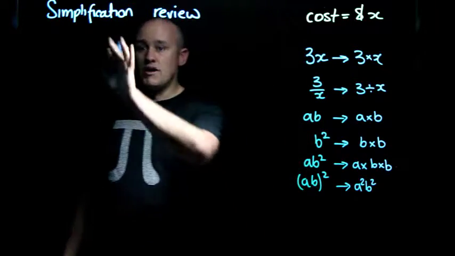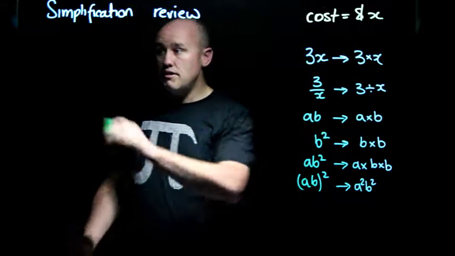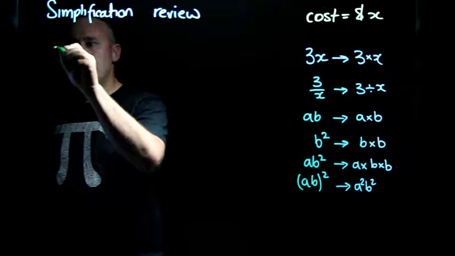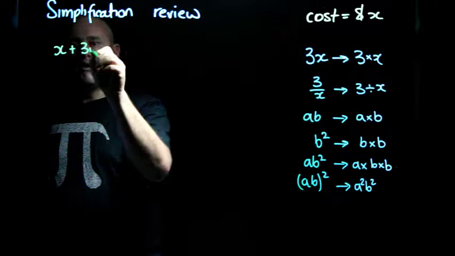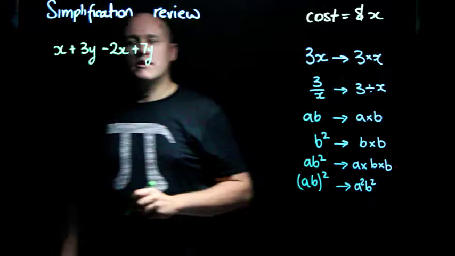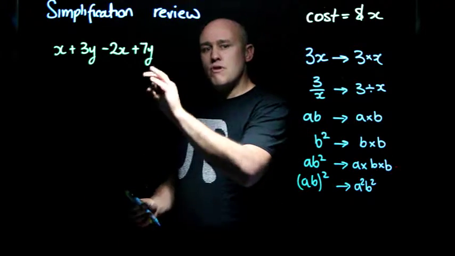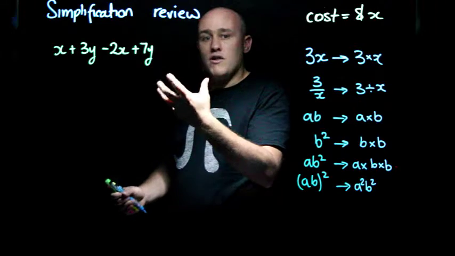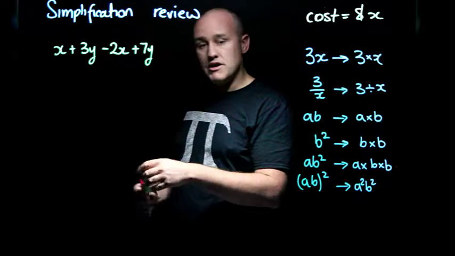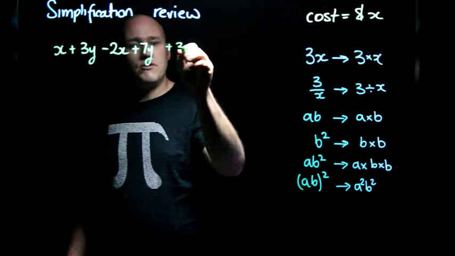Now let's talk about some simplification to do with collecting like terms. If I draw a couple of examples up here, we'll talk about how we simplify them. So imagine first of all I had x plus 3y minus 2x plus 7y. Now you've got to look for like terms, and when we're looking for like terms, most of the numbers will either be a constant term or a coefficient. Let me write those two things down. In fact, I'll add another term to this, plus 3.